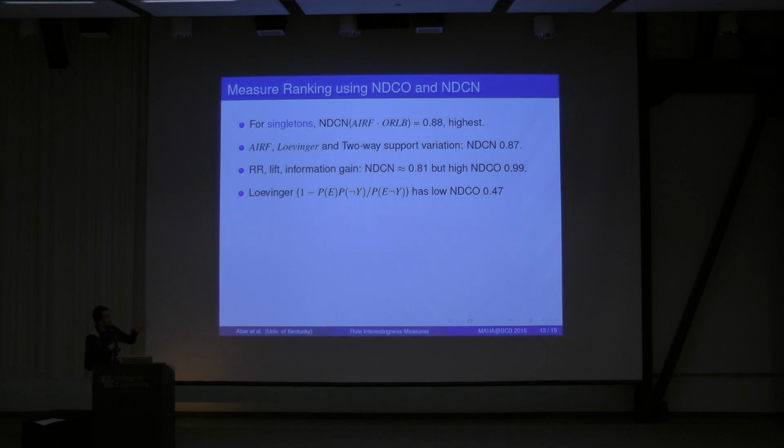But they have very high NDCG. It's normalized discounted cumulative gain. The odds ratio is very similar. And the Loevinger method is very high in the CN value, but suffers from the NDCG value. It's just 0.17.